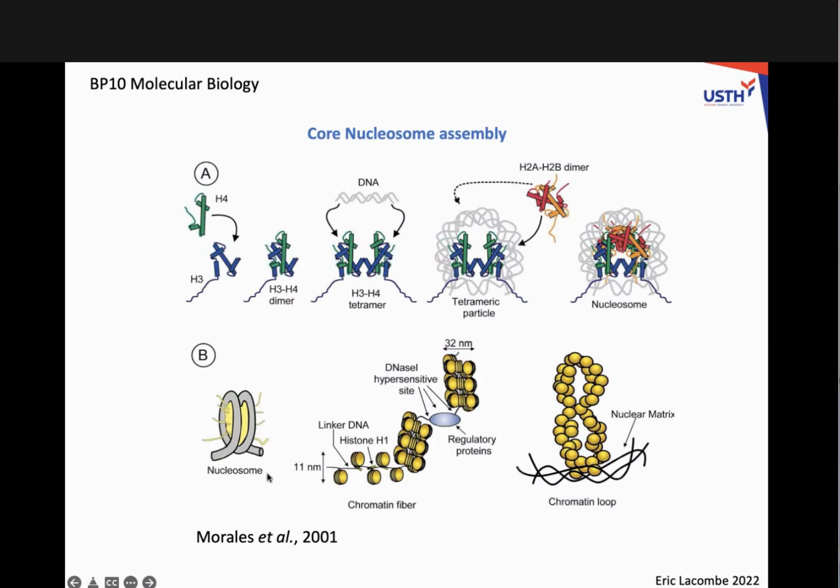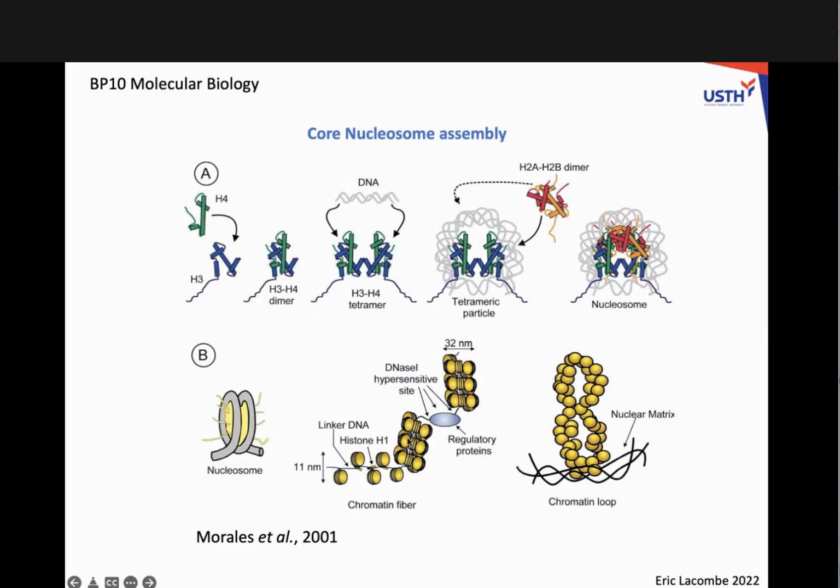And all this part of the slide, this is what we saw already before with the structure of the euchromatin here and heterochromatin there, and then a little bit more complex. If you want more details, this paper from Morales in 2001 is a very good synthesis of what's happening for the histones and the nucleosome. It's very well written.